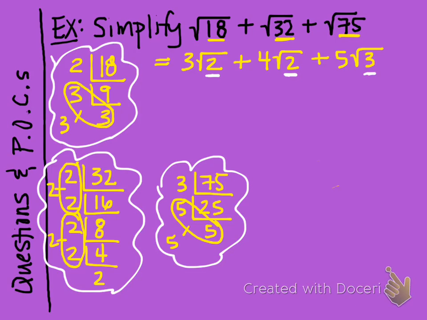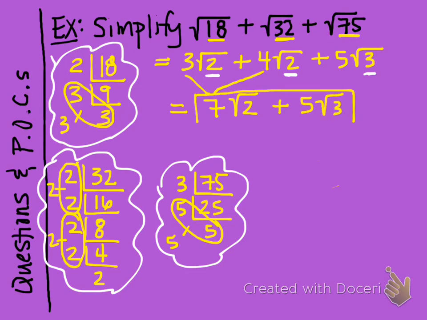what you do, the ones that are like, the ones that both have square root of 2, I'm not going to touch the square root of 2. Okay, just like if I was adding 3x and 4x, I'd get 7x. I would just add the 3 and the 4. I'm just going to add the numbers in the front, which is going to make 7. So 3 square roots of 2 plus 4 square roots of 2 is 7 square roots of 2 plus this 5 square roots of 3 at the end that's not like. So this expression is the simplified version of the 3 terms we were trying to add at the beginning.